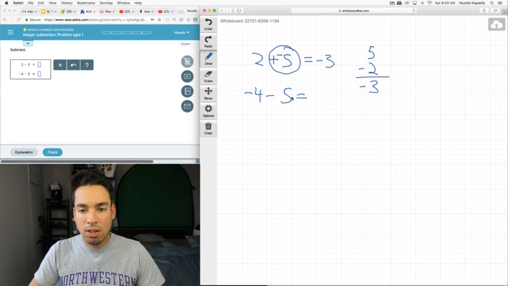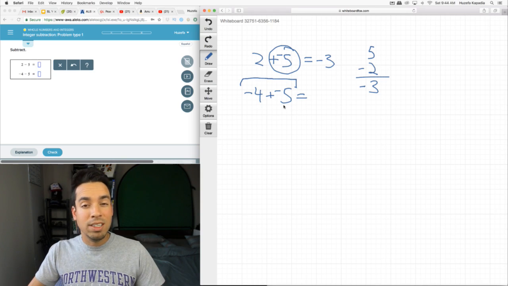I'm going to do the same thing down here. I'm going to take that negative and turn it into a plus negative. Now look what's happening. We got two negative numbers, same team. Therefore, we add them straight up and we get a 9. But remember, they were negative, so we're getting a negative as our answer.